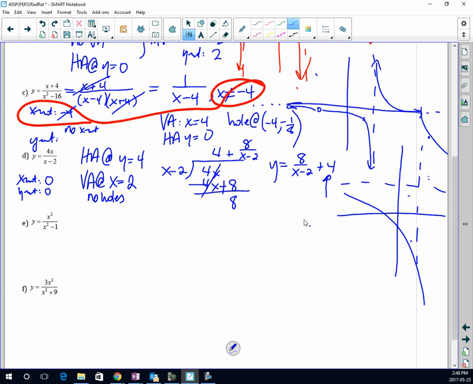What's your y-intercept? Remember, the y-intercept is just, yeah, -1/4. Okay, moving on to E. Same degree at top as the bottom. I'll factor it just to make it look nicer.